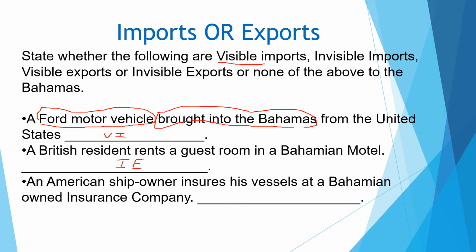An American ship owner insures his vessel at a Bahamian-owned insurance company. First, we need to determine whether it's imports or export. And like I said previously, if you don't know, you should determine whether it's resulting in an inflow of money or an outflow of money. If an American ship owner insures his vessel at a Bahamian-owned insurance company, that's obviously resulting in money coming into our country, so it's definitely export.